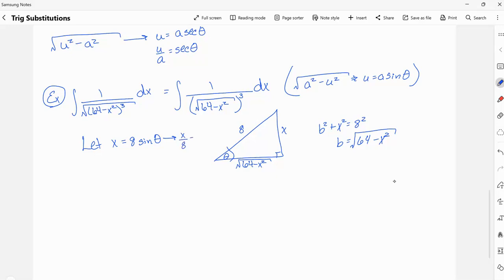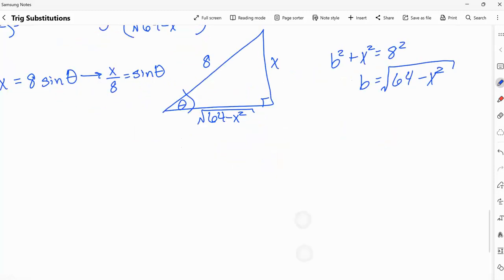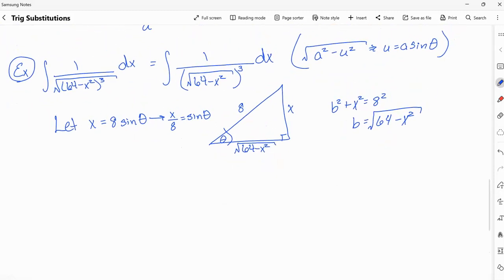x over 8 equals sine of theta. That's how we built our triangle. We've got that missing side here. Let's take and find dx, because when we do a substitution, we have to do a substitution for absolutely everything in that problem. I take the derivative of x, I get dx. When I take the derivative of this side, derivative of 8 sine of theta is 8 cosine of theta. And we took that derivative with respect to theta. So there's your derivative of that angle, which is theta there.